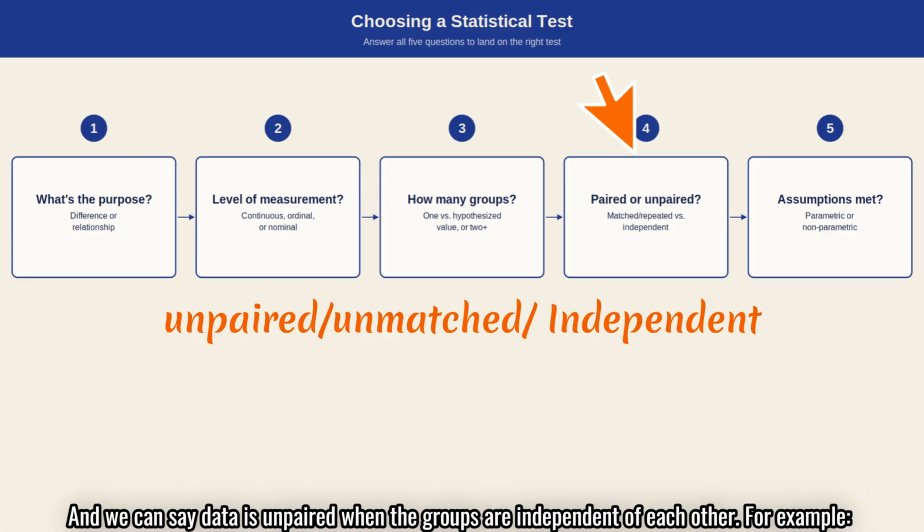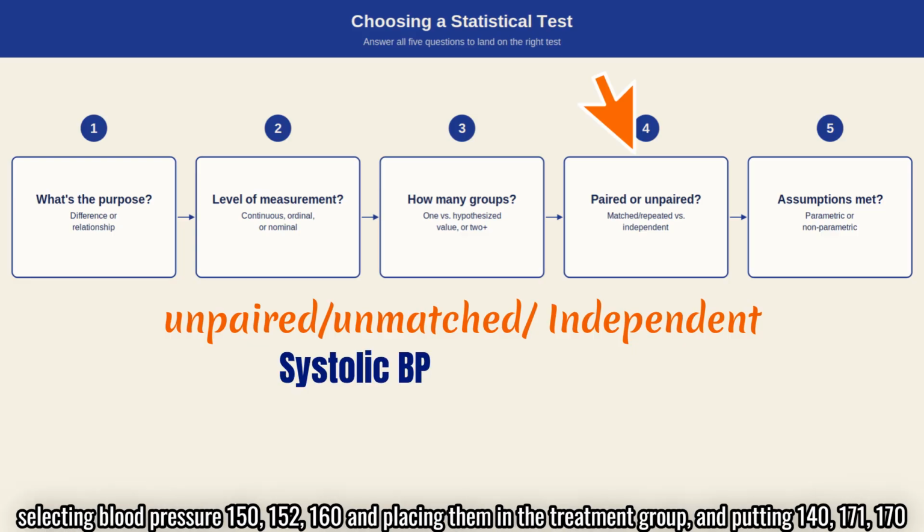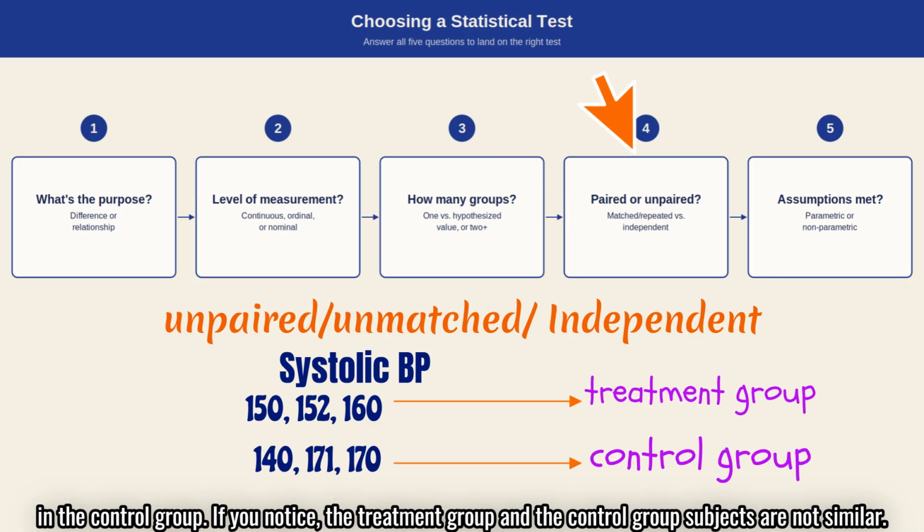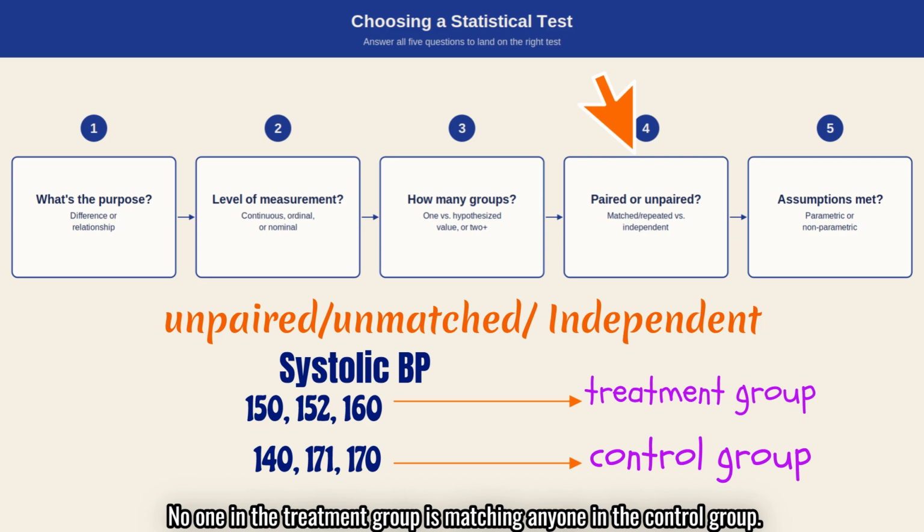Now, unpaired data is also known as unmatched data or independent data. And we can say data is unpaired when the groups are independent of each other. For example, selecting blood pressure 150, 152, and 160 and placing them in the treatment group, and then putting blood pressure 140, 171, and 170 in the control group. So if you notice, the treatment group and the control group subjects are not similar. No one in the treatment group is matching anyone in the control group.